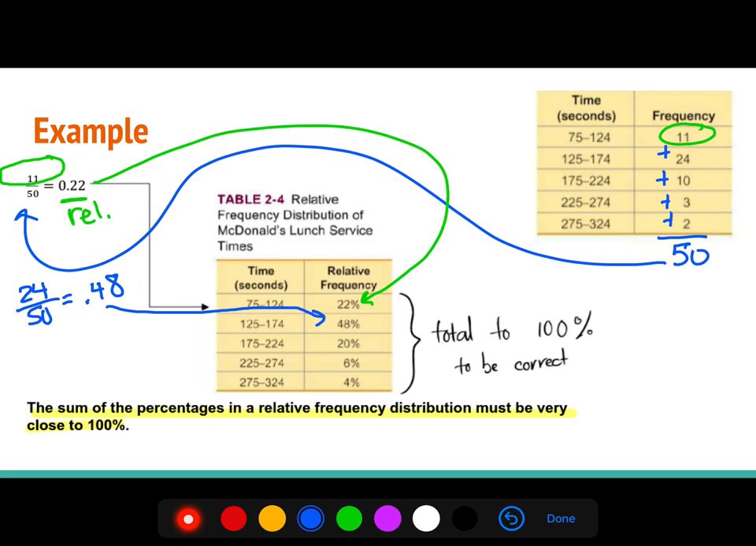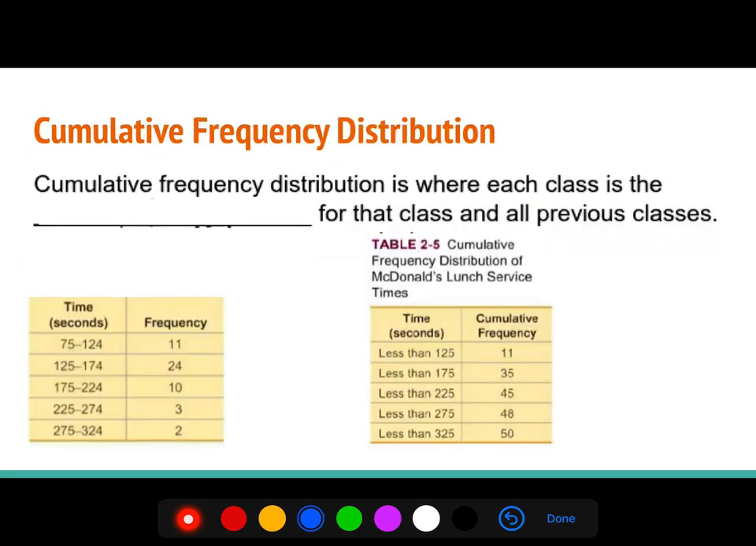And the sum of the percentages in a relative frequency distribution must be very close to 100%. So these things better add up. And with rounding, they might be a little off. It might be 99.8 or something, but still close to 100%. So it's each individual frequency for the class over the total, and the total was 50 in this case.